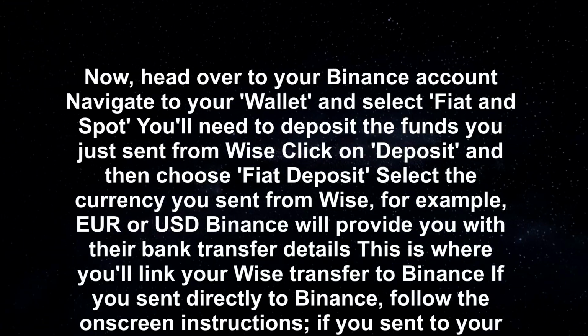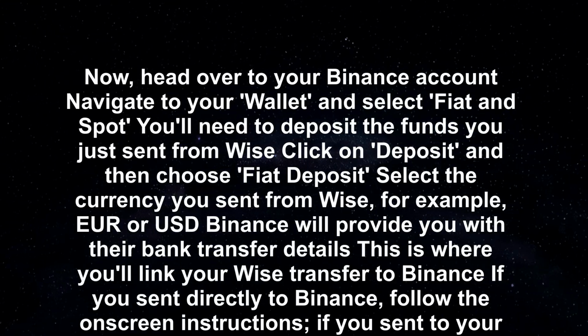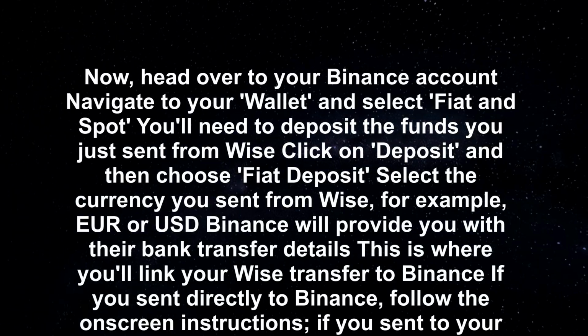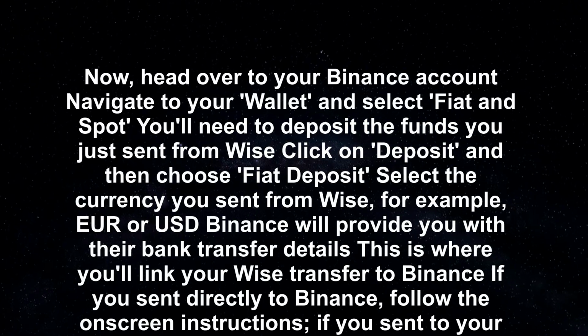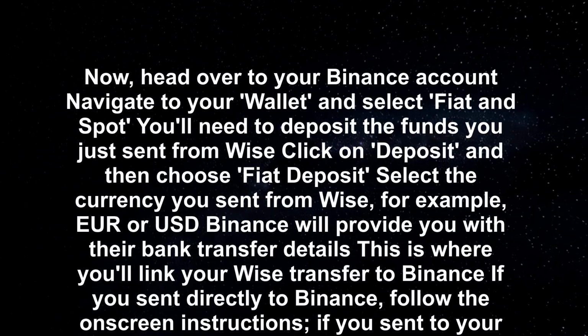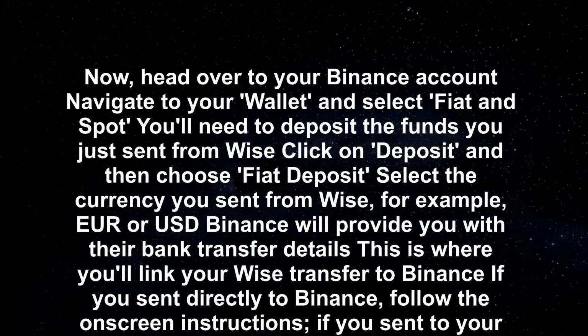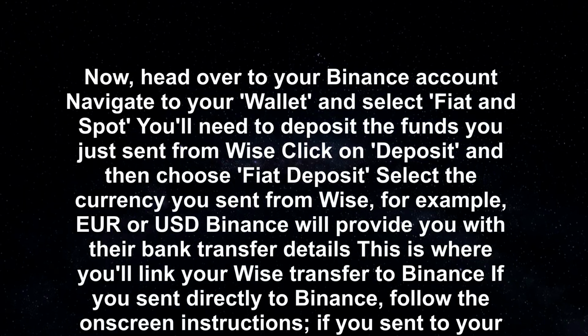Now, head over to your Binance account, navigate to your wallet, and select Fiat and Spot. You'll need to deposit the funds you just sent from Wise. Click on Deposit, and then choose Fiat Deposit. Select the currency you sent from Wise, for example, EUR or USD. Binance will provide you with their bank transfer details. This is where you'll link your Wise transfer to Binance.